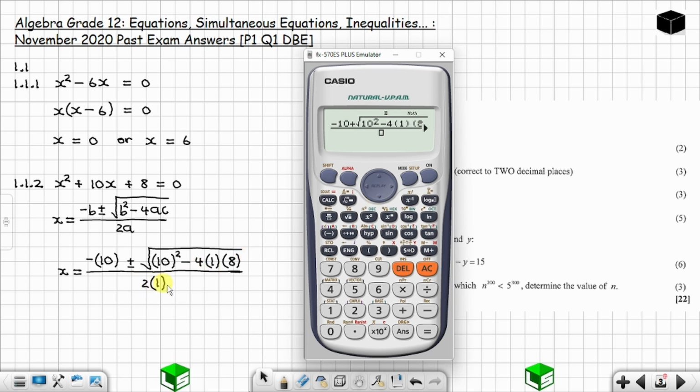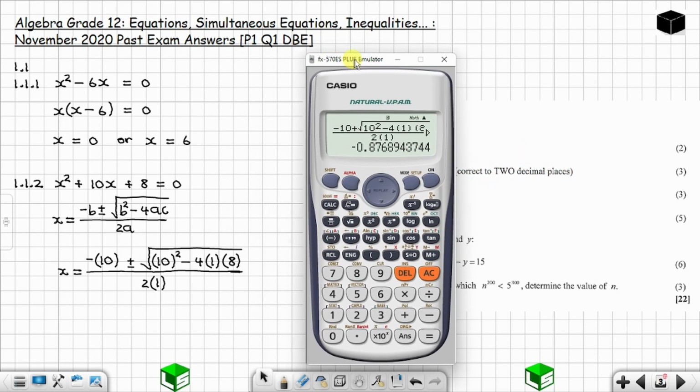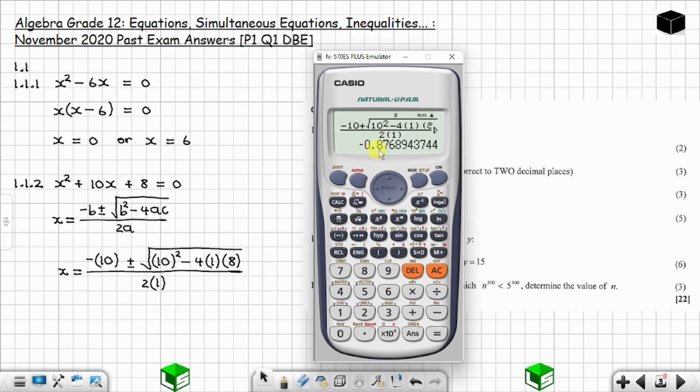So this is 2 times 1, which is 2, but let's put it 2 times 1. And so the answer is, you press this to get your answer in decimal. So the answer is negative 0.88. Remember, the question is saying write your answer correct to 2 decimal places. So to 2 decimal places, it will be negative 0.88. So x is equal to negative 0.88.